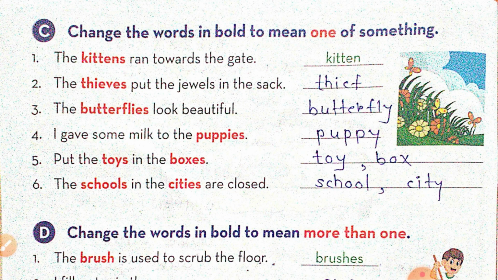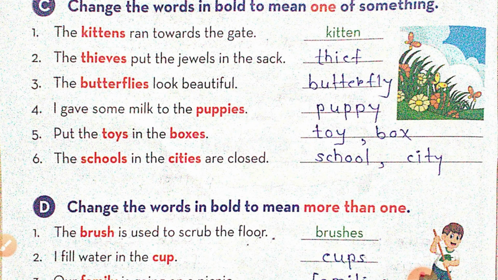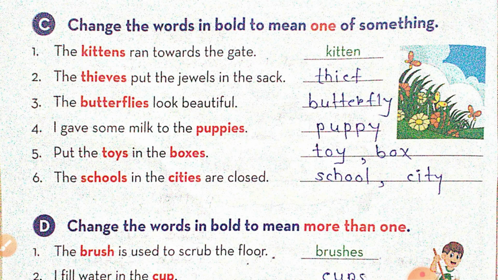The butterflies look beautiful. Butterflies. It's a plural form. Its singular form is butterfly. Butterfly means titli and butterflies means titliya. I gave some milk to the puppies. Puppies. Its singular form is puppy. Puppy means कुत्ते का बच्चा.